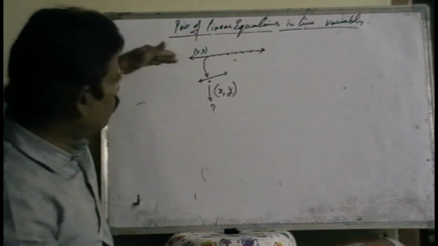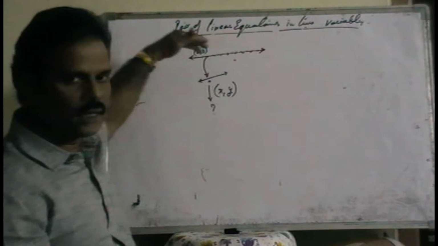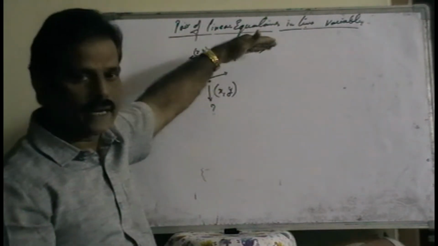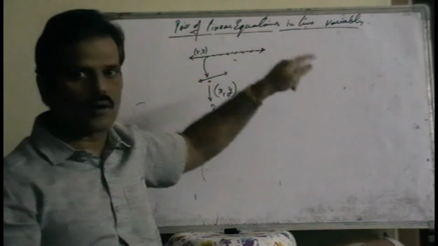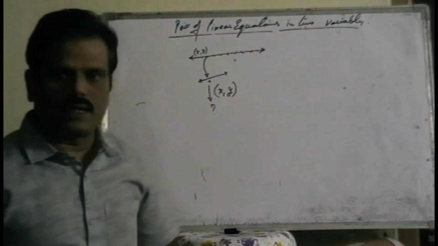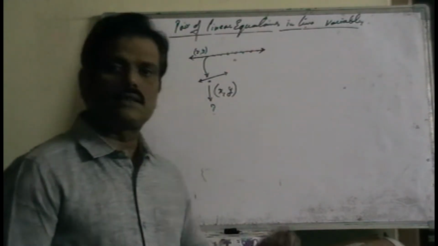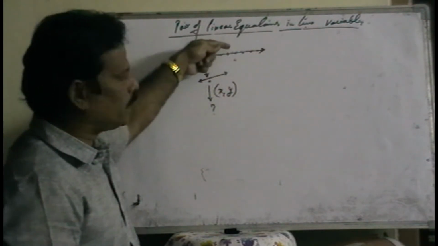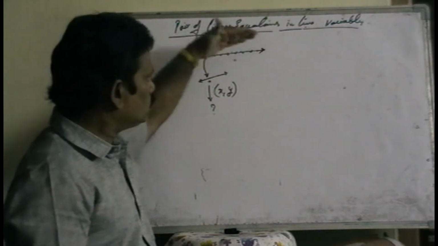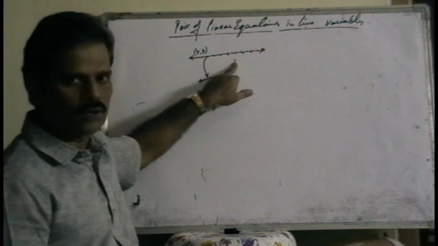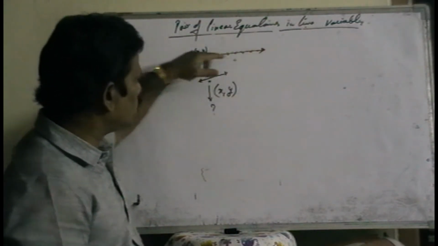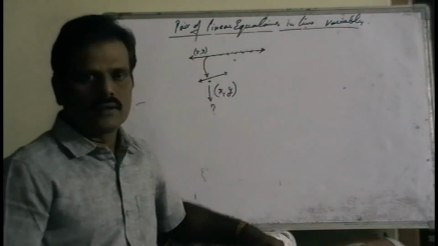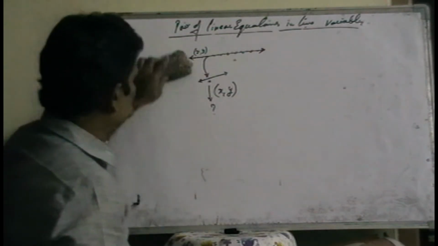Now, every point on that line means what? The line equation satisfies each and every point on that line. This is a point which does not lie on the line. That means the line is not passing through this point, which means this point does not satisfy the equation. Right?